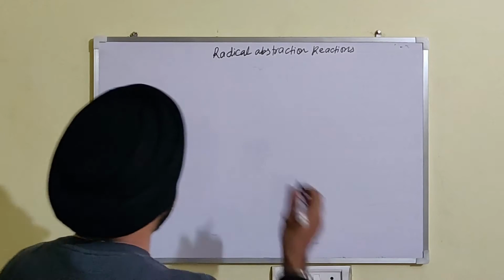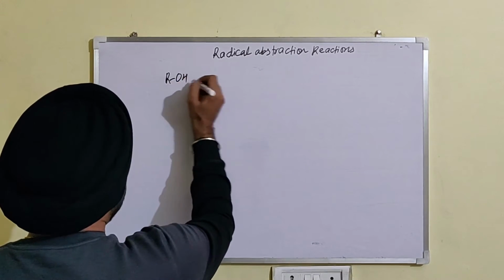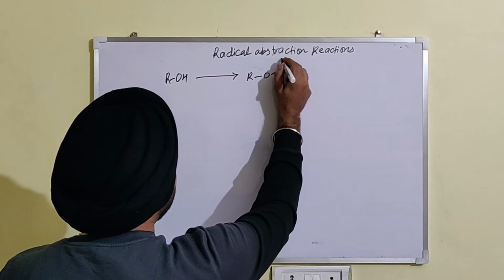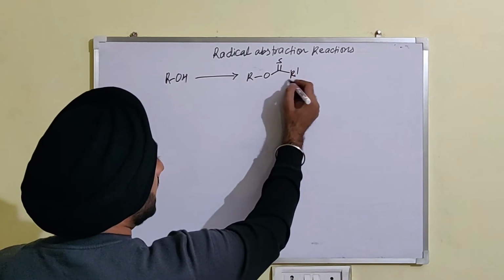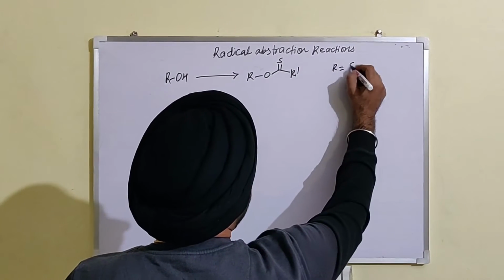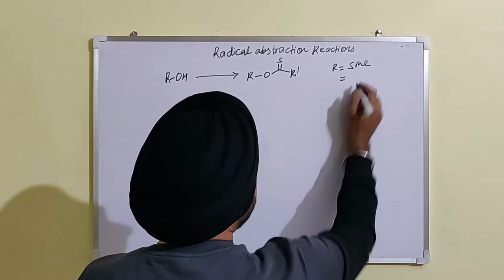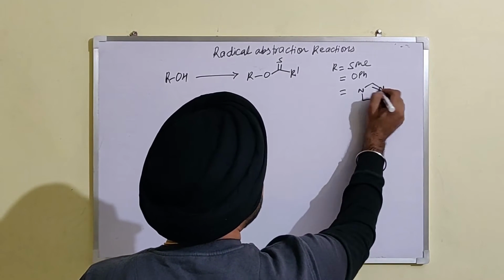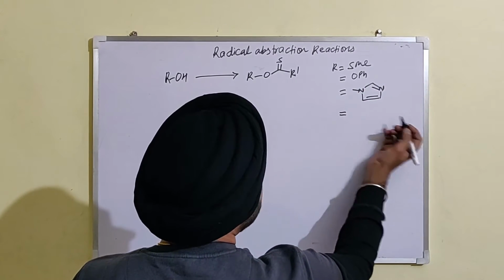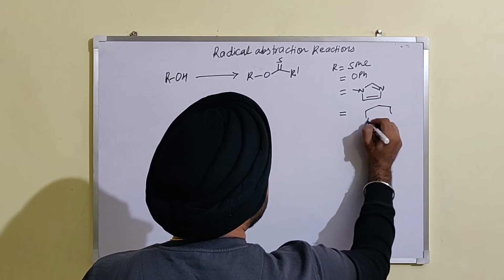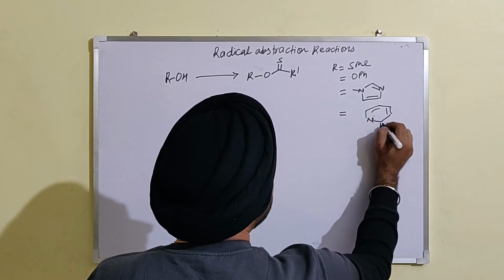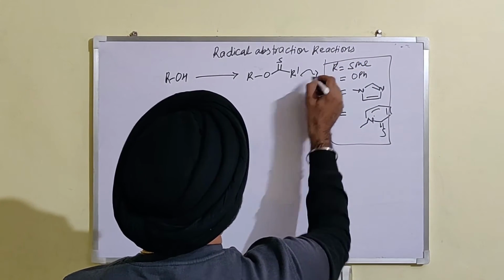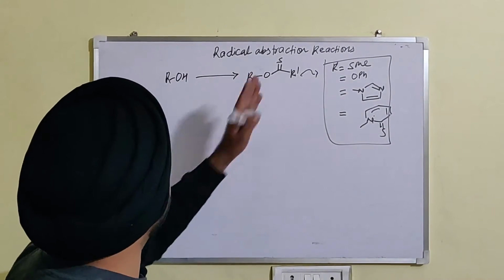So what is generally done is that we have the alcohol, and this alcohol is usually converted into a xanthate ester. So this is something like a thiocarbonyl ester. We can write this as R dash. This can be an SMe group, or this can be an OPh group, or this can be an imidazole moiety, or this can be a thiohydroxamic moiety. So these are the various R dash groups that are possible at this position. Okay, so this is what we end up doing.